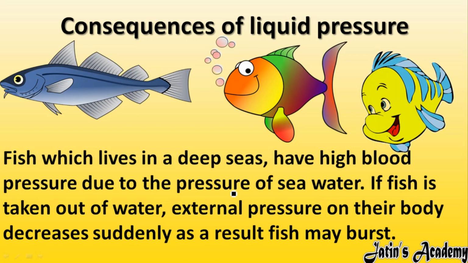Next, we have the next consequence of liquid pressure. Fish which live in the deep sea have high blood pressure. Why? Because fish have to move deep inside the seawater, where liquid pressure is very high. So to withstand that much high liquid pressure, their blood pressure is also high, because outside in the sea high liquid pressure is there, and inside in their blood high blood pressure is there. So their effect is going to cancel out. That is why they do not feel that much high pressure inside the deep sea.